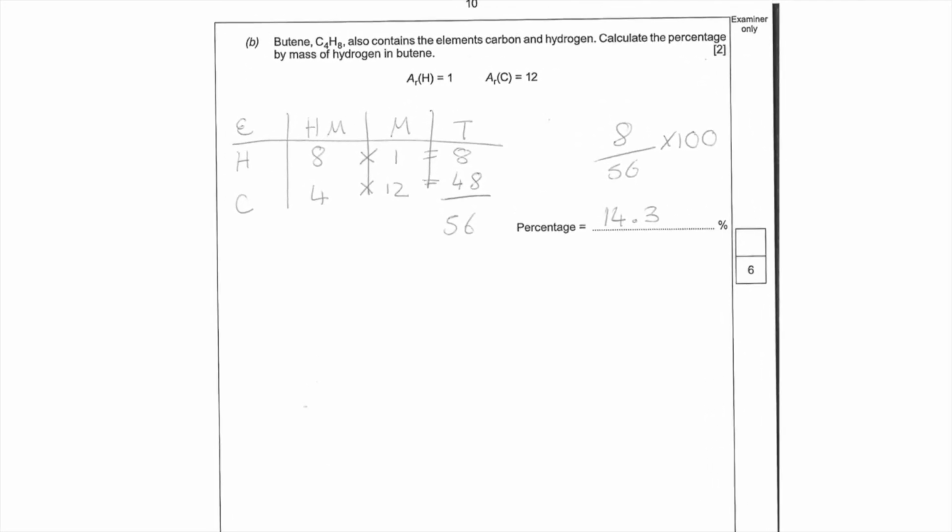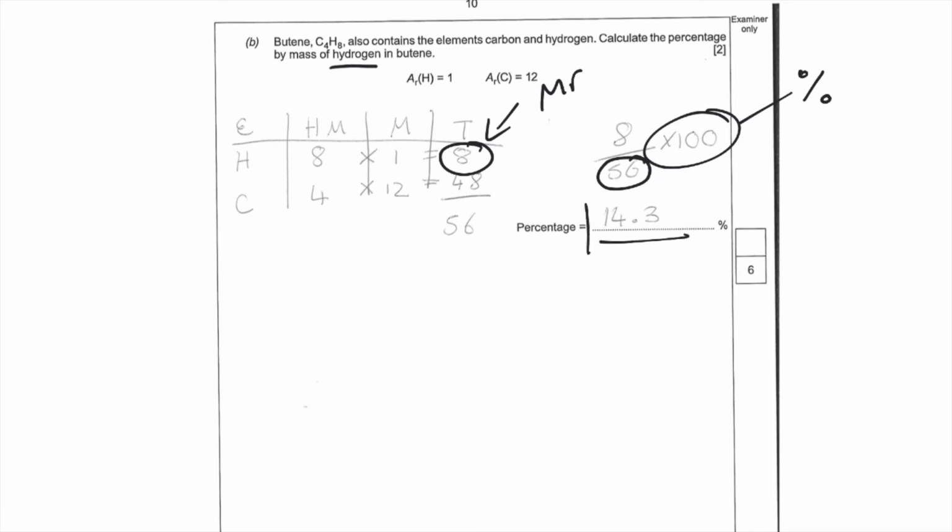Again, this is a question from last year, so you have to use the table to work out the MR, okay? And then it says calculate the percentage of hydrogen, so do the total of hydrogen divided by the total MR times by 100, because again, it's a percentage, and you should have got that.